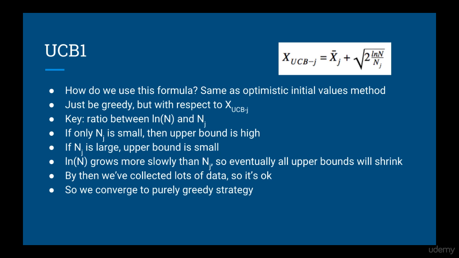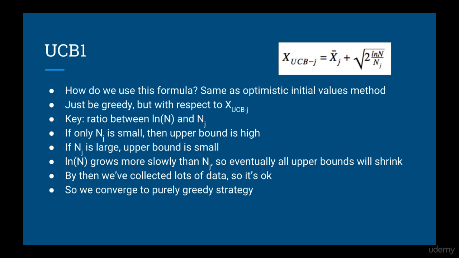Now, how do we use this formula? Well, the idea is similar to the optimistic initial values method. We use the greedy strategy only, but what we're greedy with respect to is not just the sample mean, but the upper confidence bound of the sample mean. The question is, why does this work?